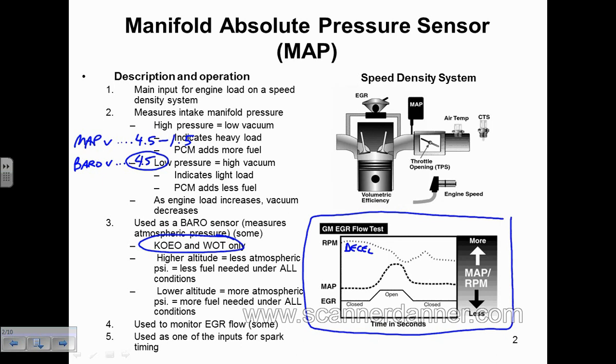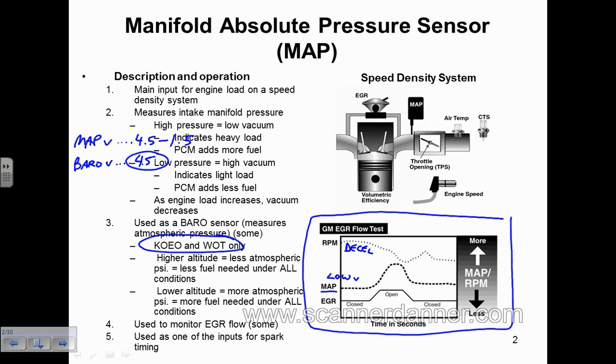So there is no atmospheric pressure. You can be as high as 25 inches of vacuum during a decel. Normal vacuum at idle is 17 to 21, you can be as high as 25 on a decel. Higher RPM, throttle's closed. That's what causes it. So during that decel event, what we're looking at would be low voltage on the MAP. Low MAP voltage. That would make sense.